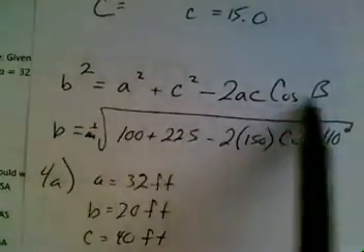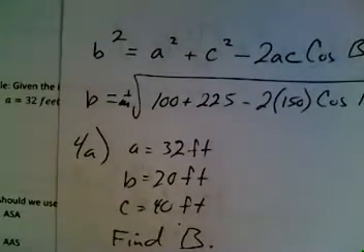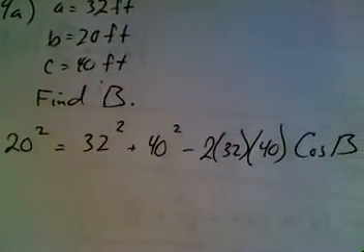So let's go ahead and do that. It's actually the same one I have written right here. So I'm going to plug everything in. I have 20 squared is equal to 32 squared plus 40 squared minus 2 times the 32 times the 40 times the cosine of B. Now, you don't see it. Let me go ahead and scroll down here so you can see it.